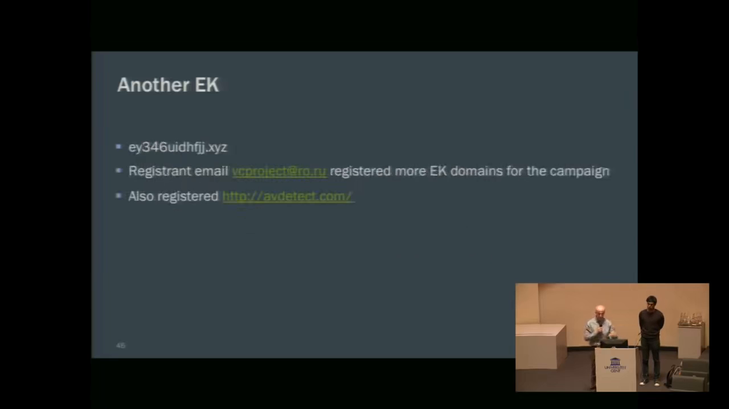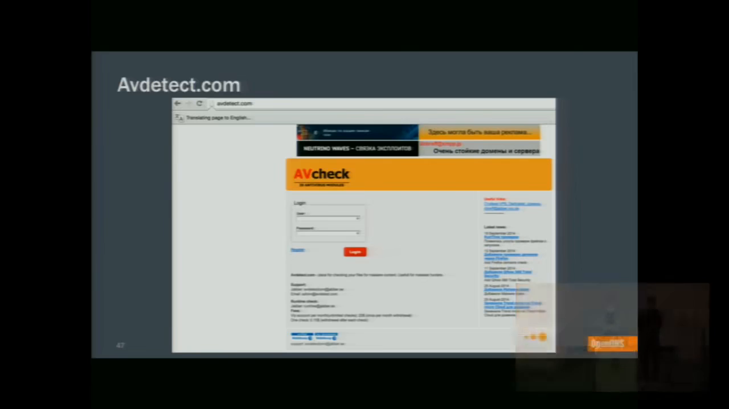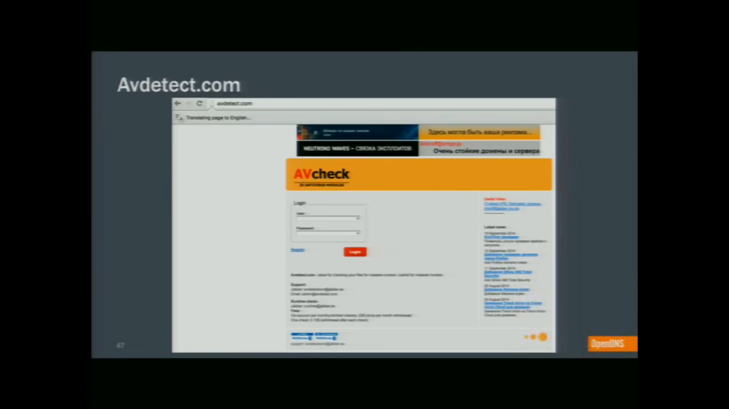Now, another way to pivot around that domain we caught is the registrant email. I believe it's now protected by Privacy Protect, but before that it had this email for the registrant: vcproject@.ro.ru. That was used to register a lot of these XYZ exploit kit domains. The thing is, it also registered avdetect.com. A lot of you are familiar with those virus total for criminals services. Scan4U is famous. This one, AV Check, is the one we caught here.